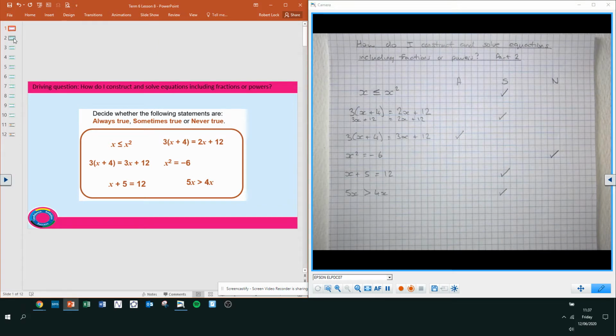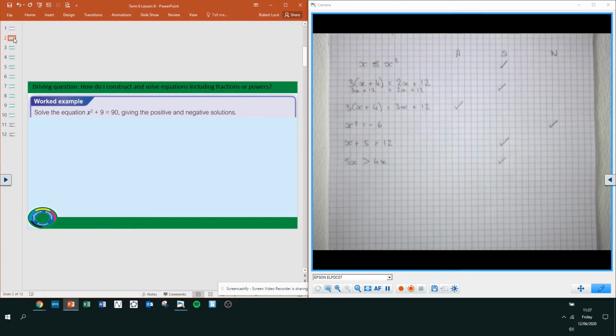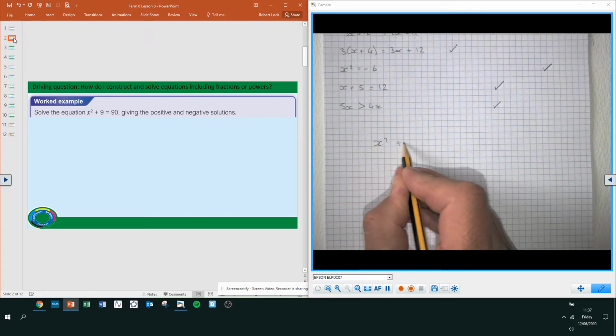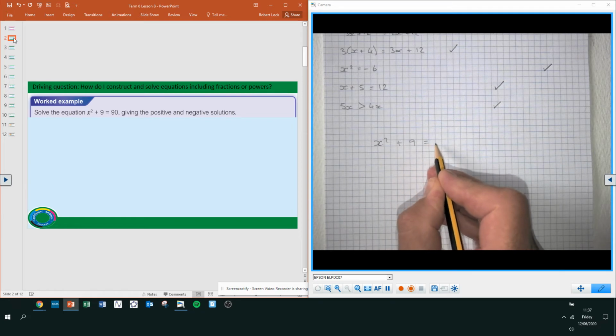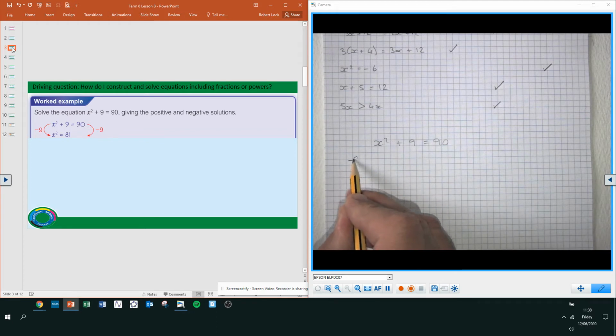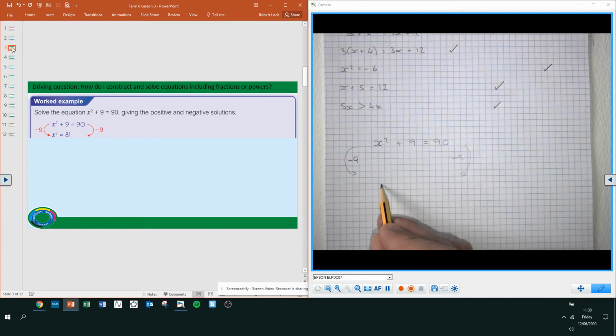Next question. Worded example. Solve the equation x squared plus 9 equals 90, giving positive and negative solutions. So we subtract 9 from both sides to get rid of this. Minus 9 both sides. We have that x squared equals 81.